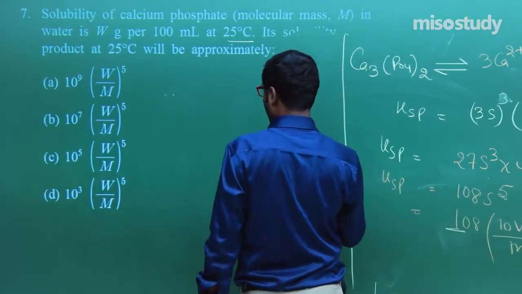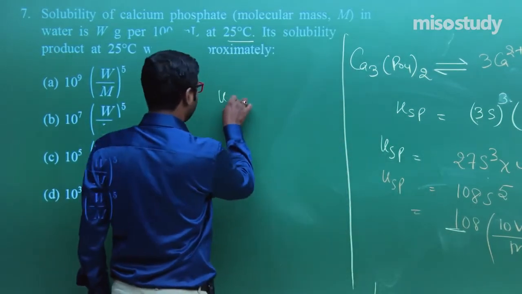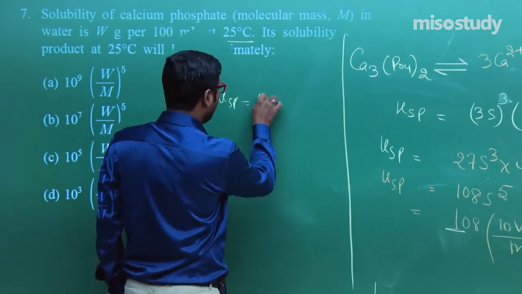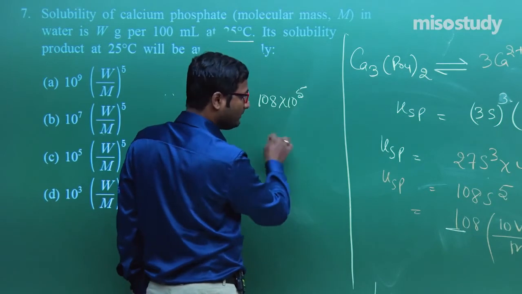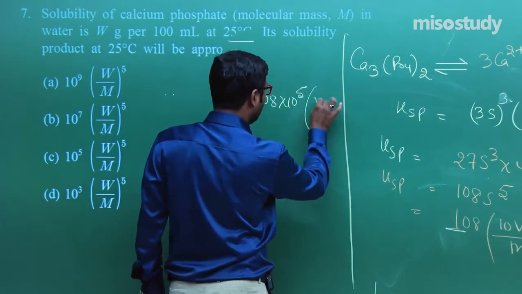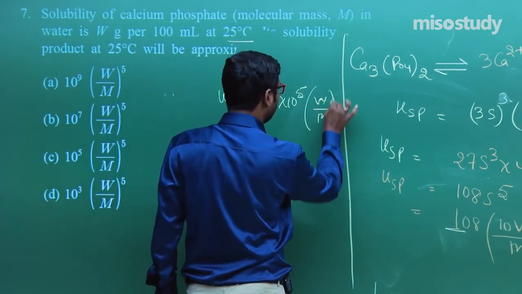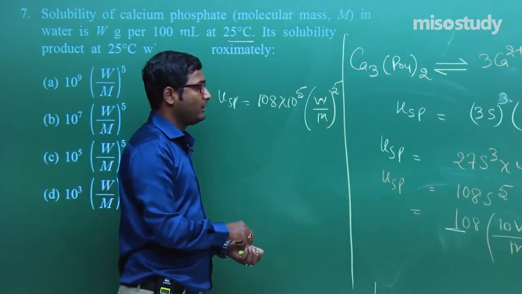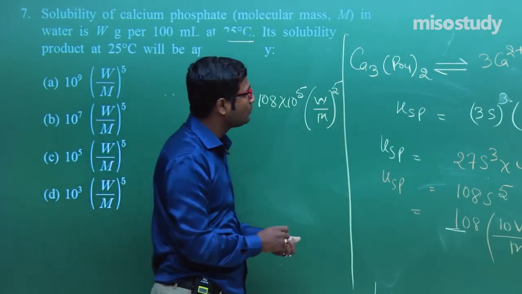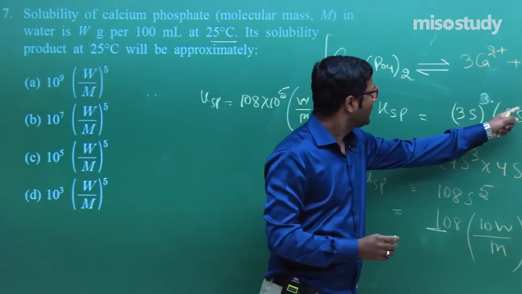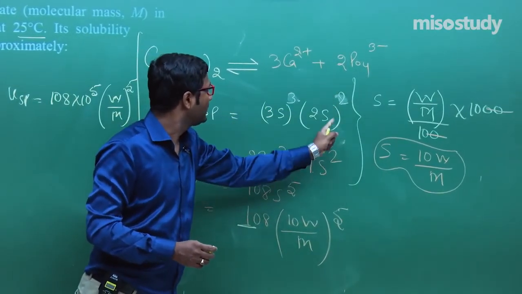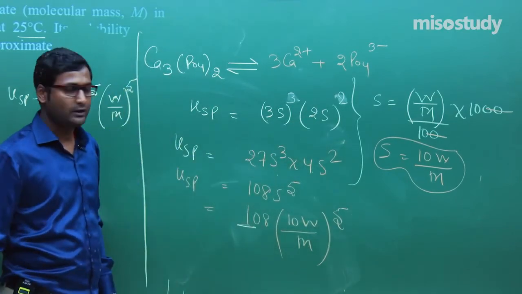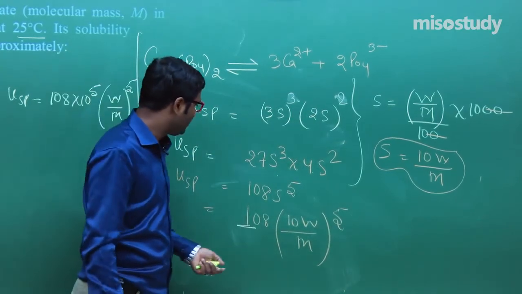Now 10 comes here, that is Ksp is equal to 108 into 10 to the power 5. Clear? W upon m to the power 5. I hope this is correct. Check it out once again. S5, 2PO4, okay, that is 2s to the power 2, that is 4, 108.